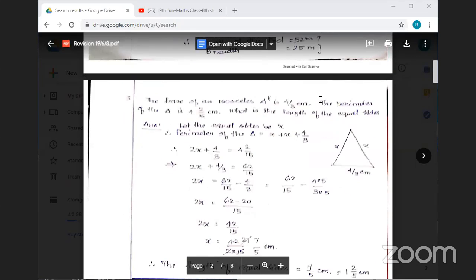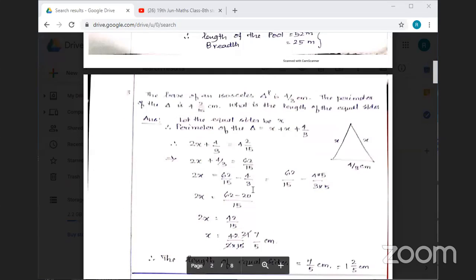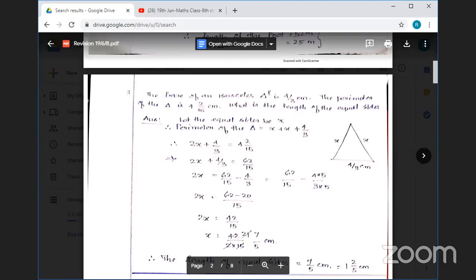Now, what is meant by a triangle? A triangle is a three-sided figure. If all three sides are equal, that is an equilateral triangle. Now, in this problem, we are going to see one isosceles triangle. What is meant by an isosceles triangle?